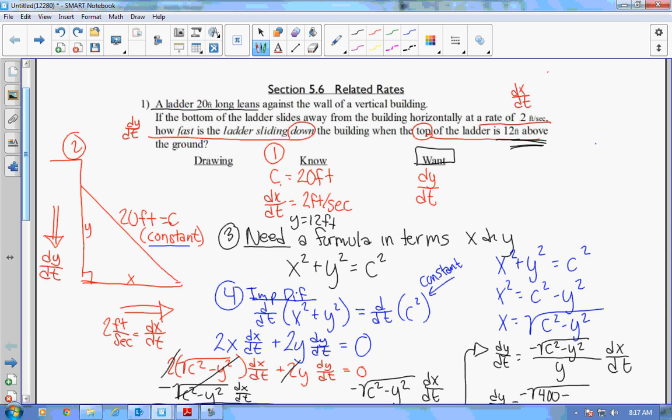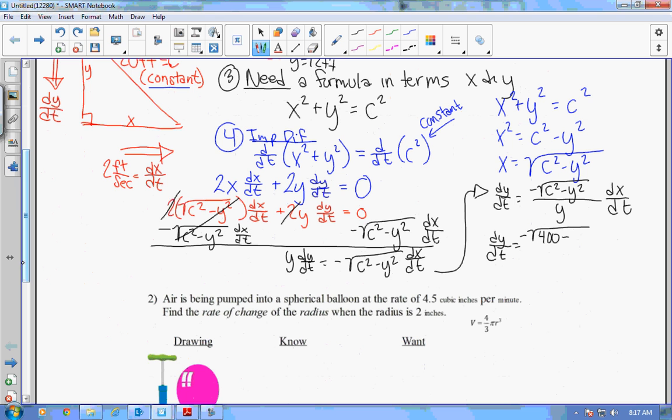No, we are finding how fast the ladder is sliding down when the ladder is 12 feet above. When this point is 12 feet, we're looking at how fast it's sliding at that point, 12 feet. Okay, so we actually do know y. 144, because 12 squared is 144. Divided by 12, and don't forget, we're not going to forget it this time, dx dt. I believe they gave that to us. 2 feet per second.